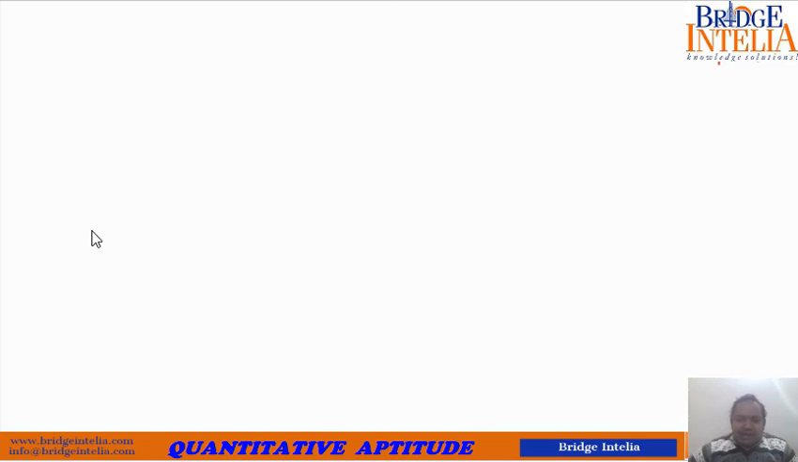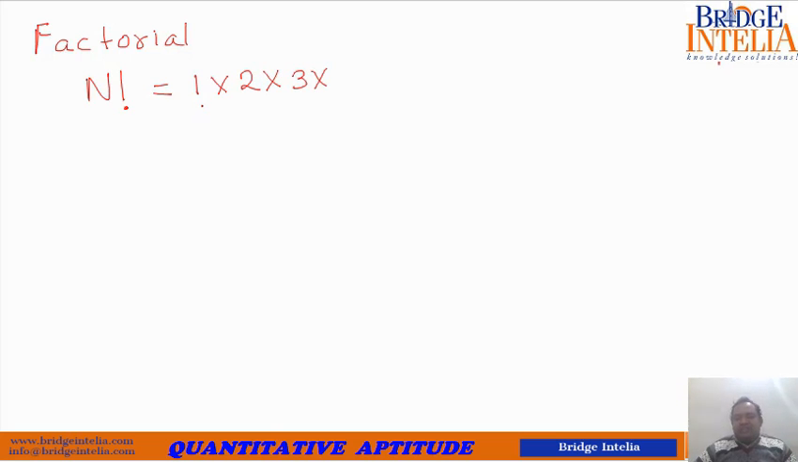So what is meant by factorial? What is meant by this term factorial? Let's take a number n. What is meant by n factorial? The product of all the natural numbers starting from 1 up till n. So this is the meaning of factorial.